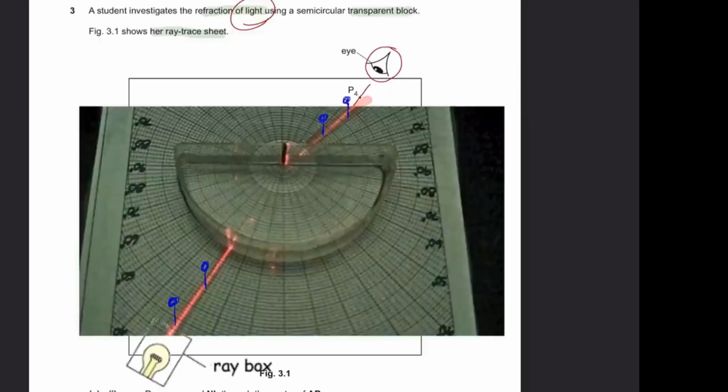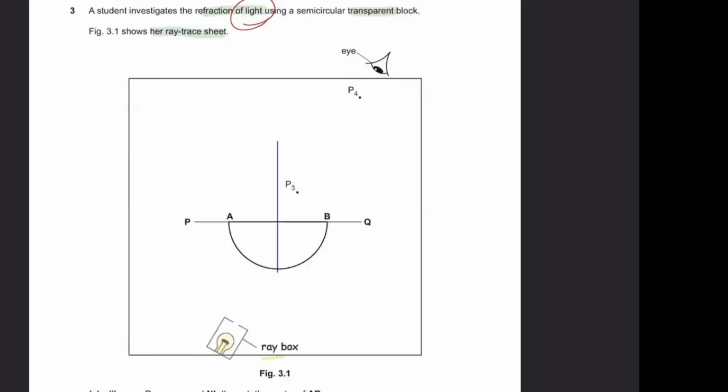In a ray trace experiment, we will place a ray source from one side and observe the emergent ray from the other side. So let's say if we place a ray box over here, there will be a light source in this direction. And when it passes through from glass to air, the ray of light will bend away from the normal into the observer's eye. That's why you can see two pins here to show you the ray of light. Okay, let's get started.